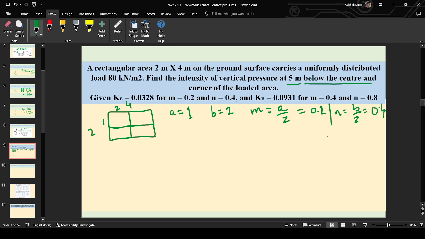Now I have mentioned when M equals 0.2 and N equals 0.4, the value of KB is 0.0328. Now the loading at the corner of each individual rectangle will be equal to Q into KB, that is the UDL into KB. Now if we multiply this by 4, we will get the loading at the center of the main rectangle, isn't it? Is it clear?